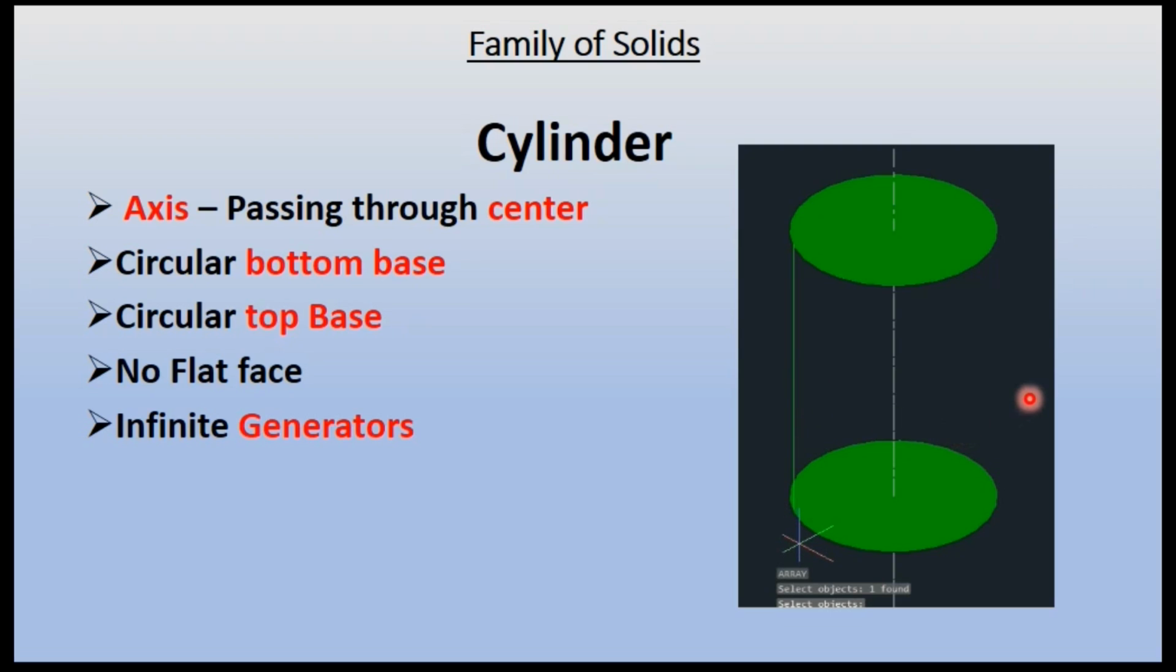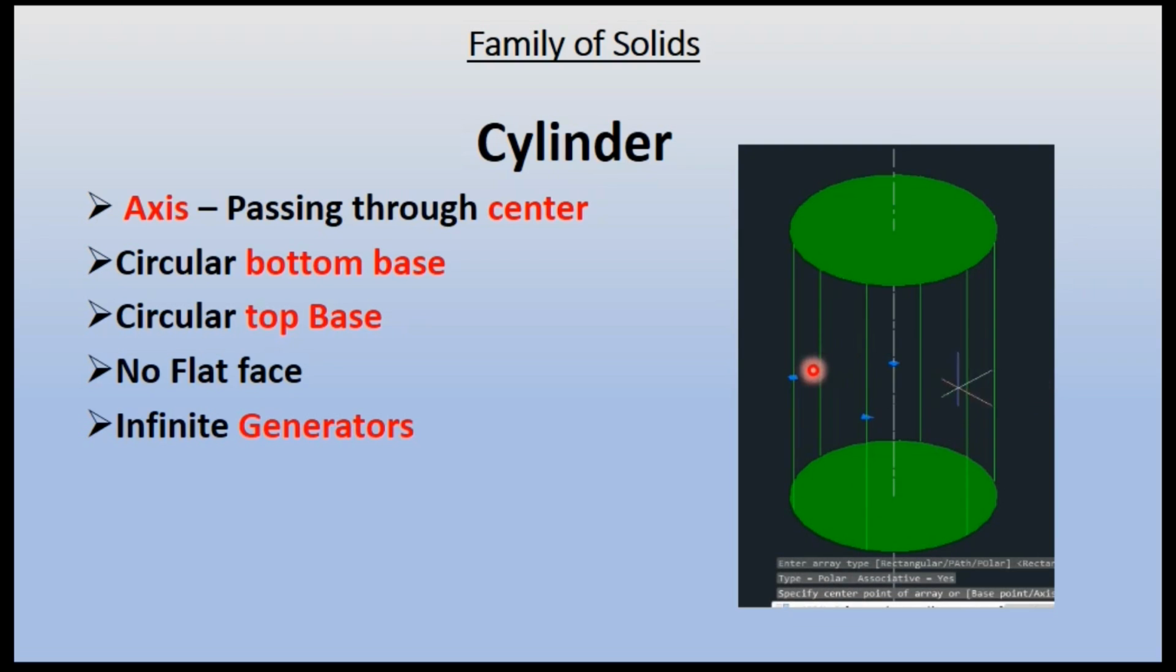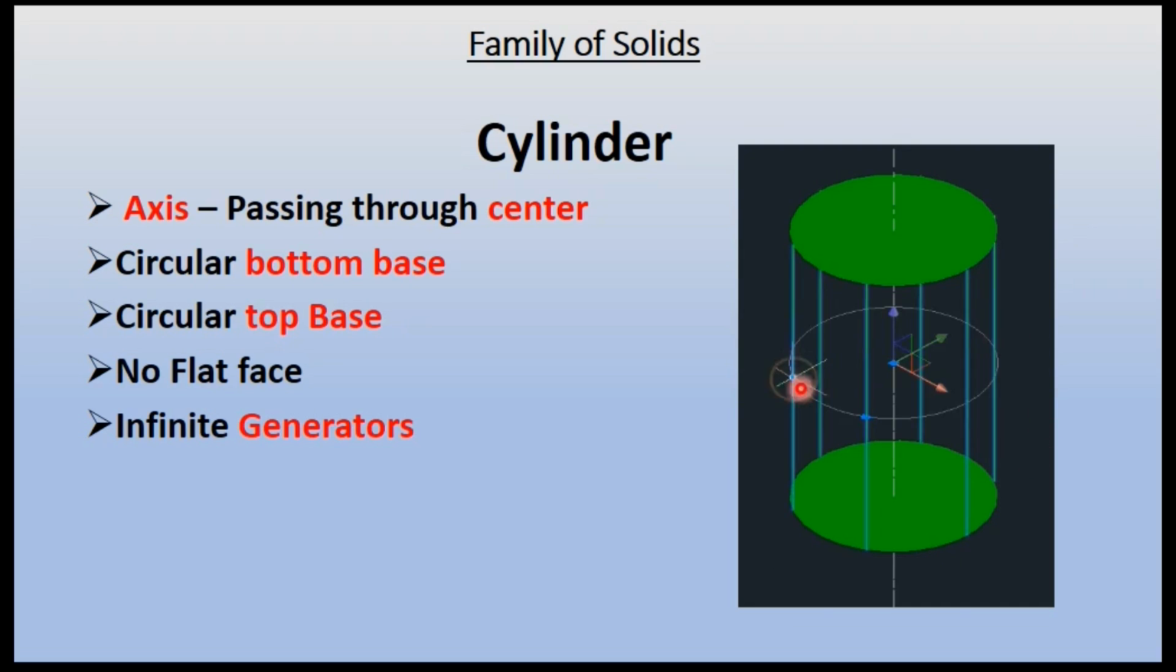Now I will take a few more generators here. See, you can observe 1, 2, 3, 4, 5, 6. I have taken 6 generators, and you observe that they're going to make the cylinder. You can observe this circular portion in here. Now I will increase the number of generators here. These are all generators highlighted in white.